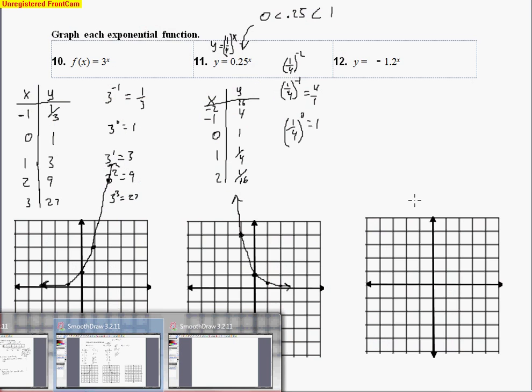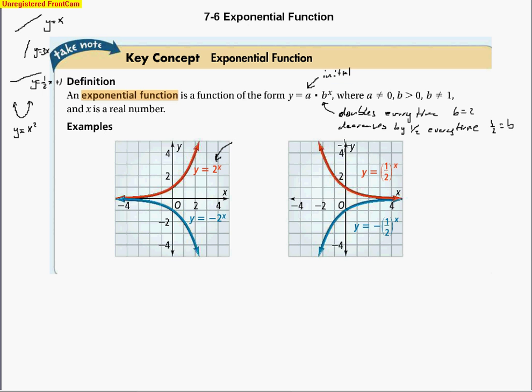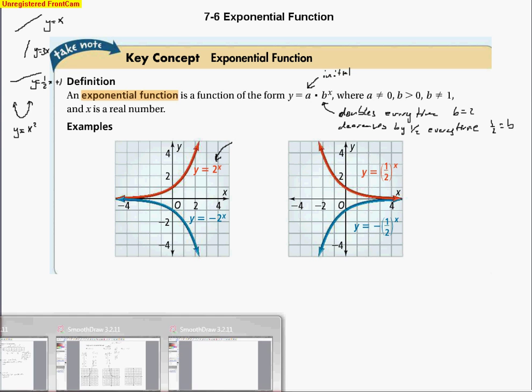You see, when the base number is a fraction, when it's a positive fraction, we end up seeing that the y values get really small as our x values get bigger. That happened with our problem as well.